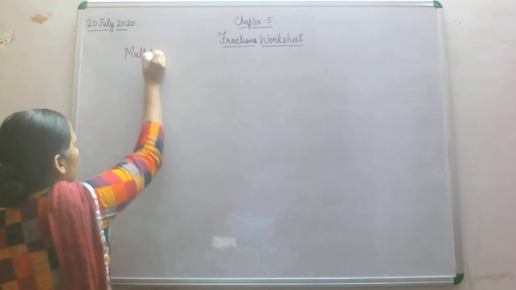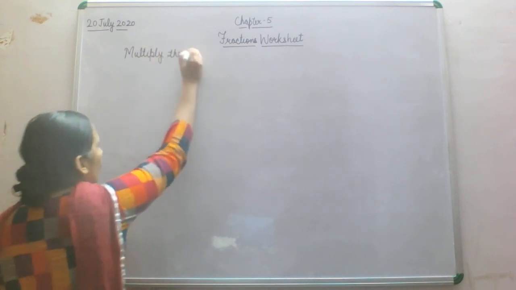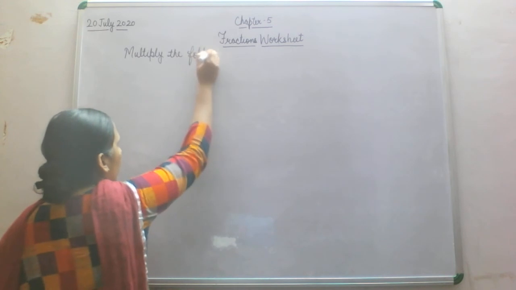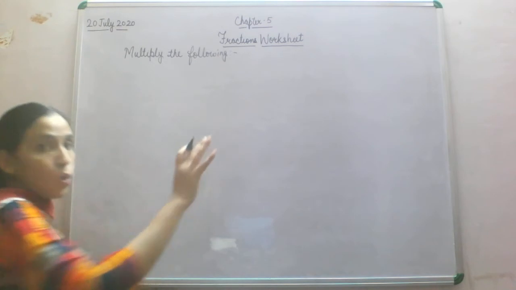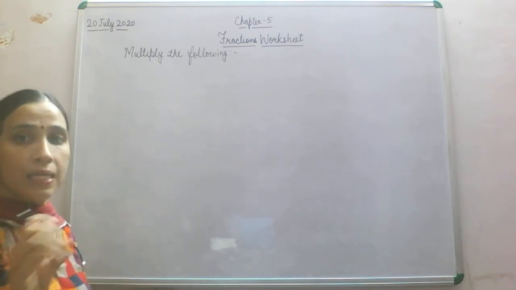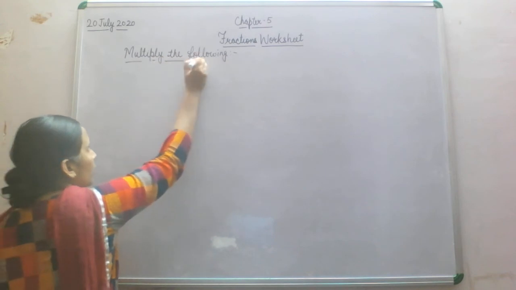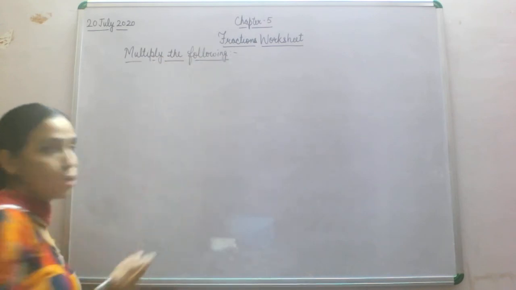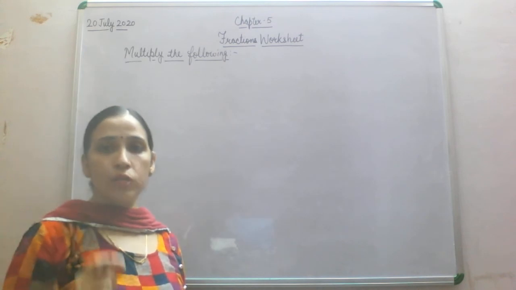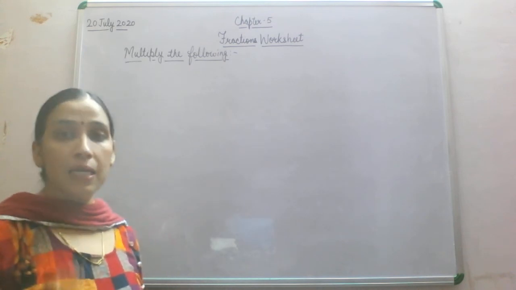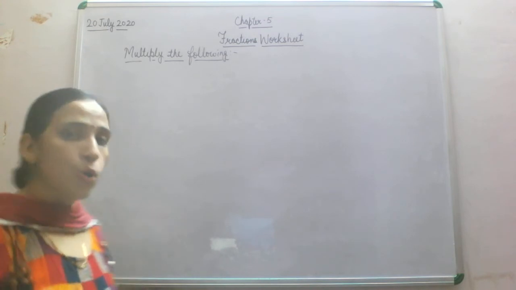Multiply the following. Now this will be your common heading for all. Multiply the following means whatever question you get, you are supposed to do multiplication only. Now we'll start our worksheet. Our first question is multiplication of a unit fraction by a whole number.